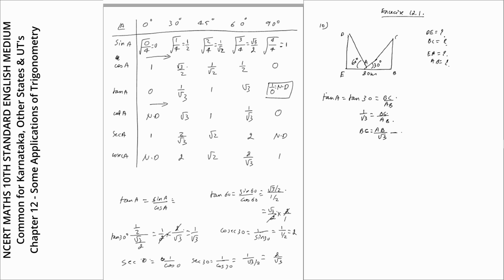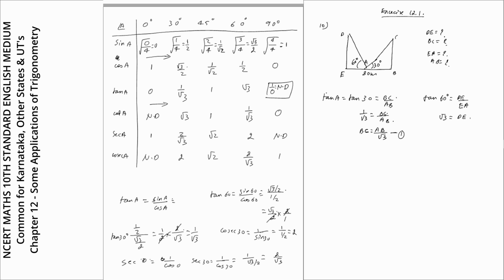Okay, I'll mark this as 1. Now similarly, what is tan of 60 degree with respect to angle A? Tan of 60 degree, if I see towards the left of angle A, is opposite by adjacent, that is D by EA. So tan of 60 degree, from the chart you can see, is root 3.